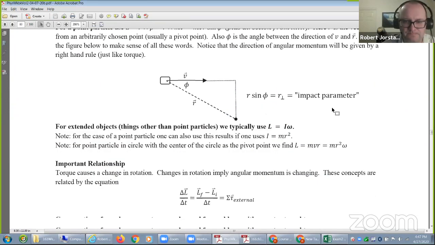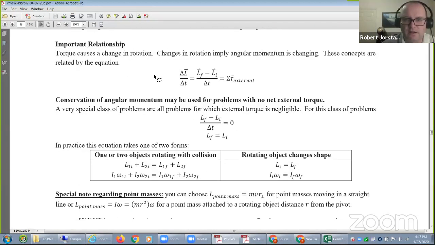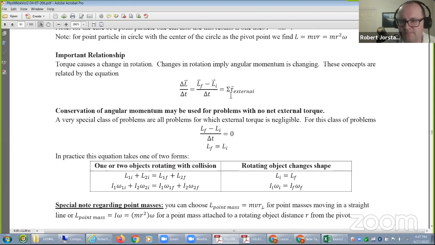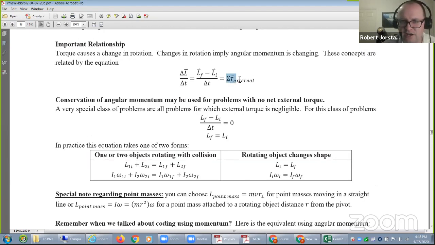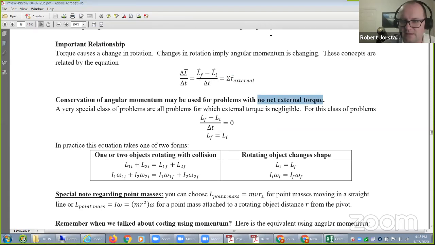Let's scroll down a little bit. Just like we used to have, how are we going to use these things? We could use torque and relate that to the change in momentum. That's a lot like the impulse equation, if you remember. Change in momentum over change in time is the sum of torque. If we have no net external torque, this is where we're going to use this more often, then this goes to 0, and we say angular momentum is conserved. So angular momentum is conserved if you have no external torque.